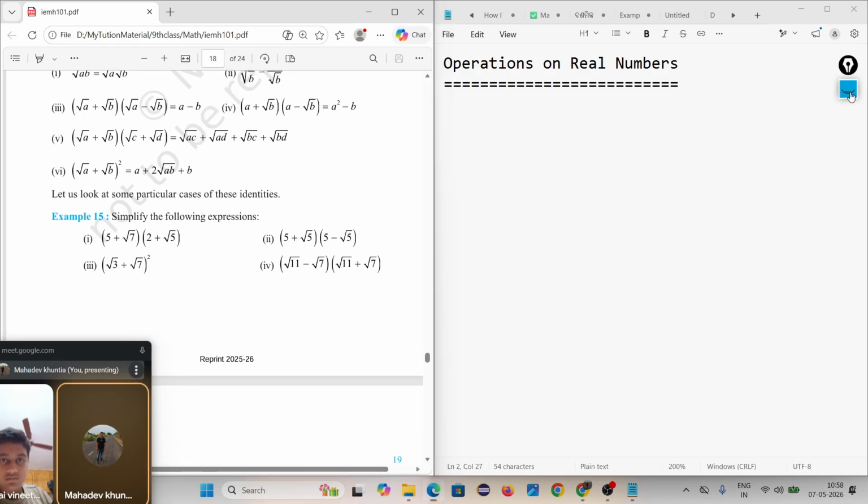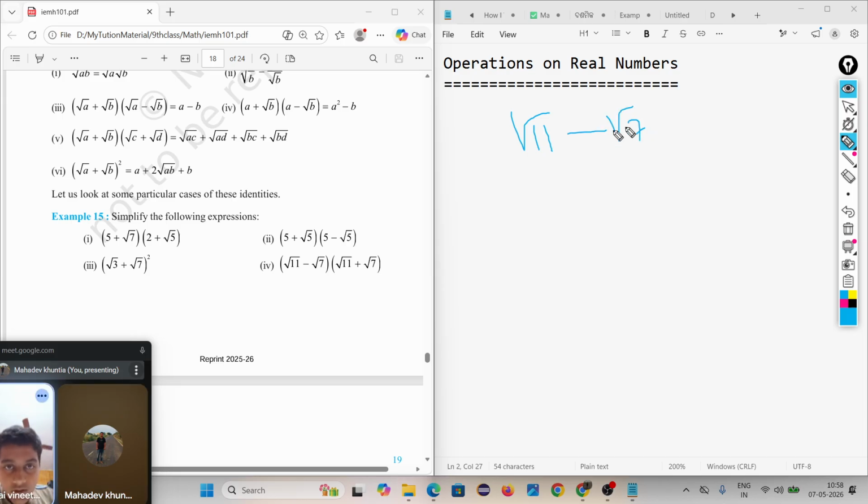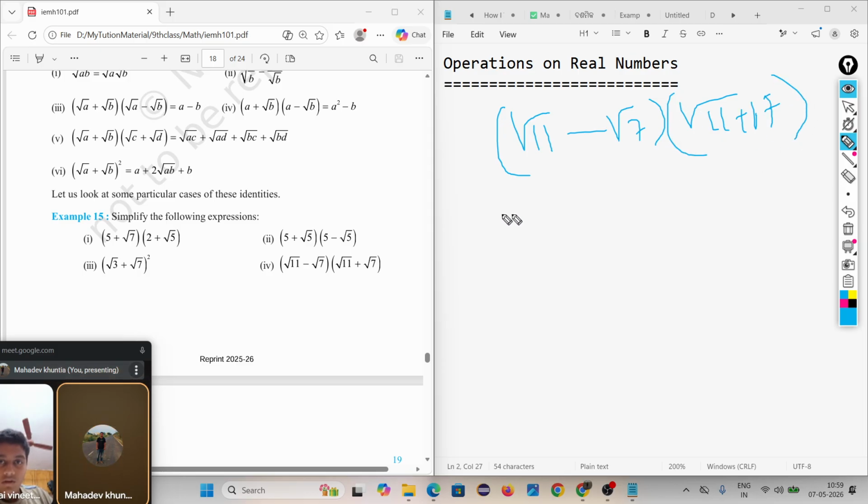Last one you told me, which property will I use? Which one, sir? I think this week, in the next class, I will complete this chapter. Square root of 11 minus 7. 11 minus 7, your answer will be 4. This is the property I am using here. These are the identities which I am applying.